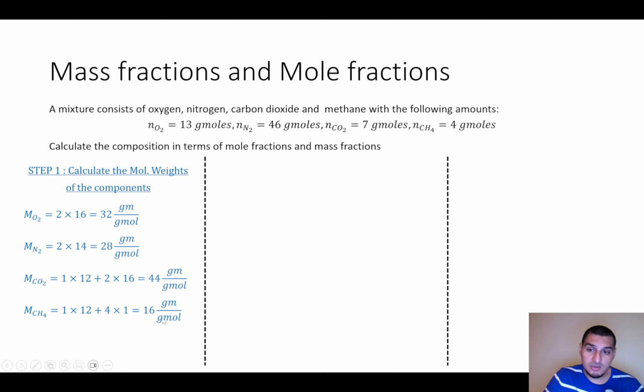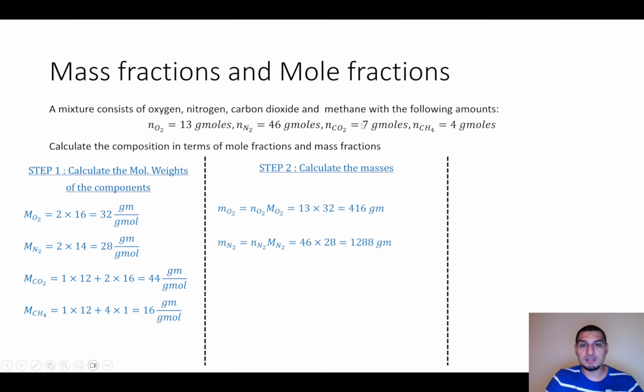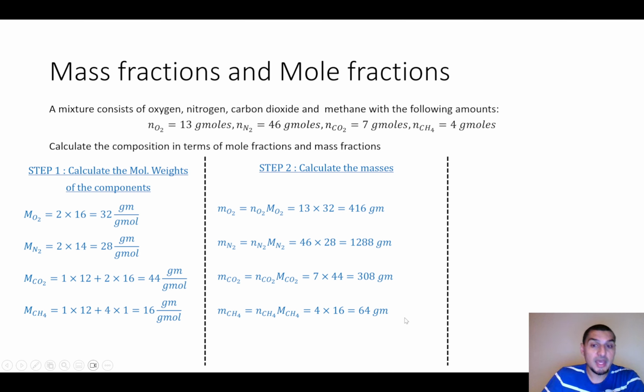Now, based on these molecular weights, I can use N and M to calculate the mass, which is N multiplied by M. So it's 13 times 32, 46 times 28, 7 times 44, and 4 times 16. So these are the masses of the 4 components that we have, and we can calculate the total, which is the sum of all of them. So now I know the mass of each individual component, and I know the total mass.